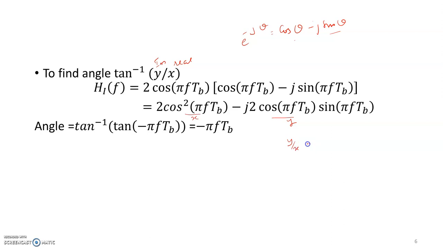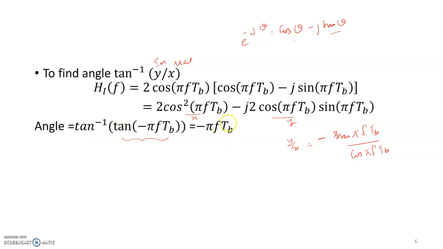When you take y by x, one cos will cancel out and 2 and 2 will cancel out. You will have a minus sign. In the numerator you will have sin pi f tb, and in the denominator, after one cos cancels, you will have cos pi f tb. So that is actually tan, so you have minus tan of pi f tb. That is y by x. The angle is tan inverse of y by x, so tan inverse of minus tan pi f tb. The tan inverse and tan cancel out, so your answer will be minus pi f tb.